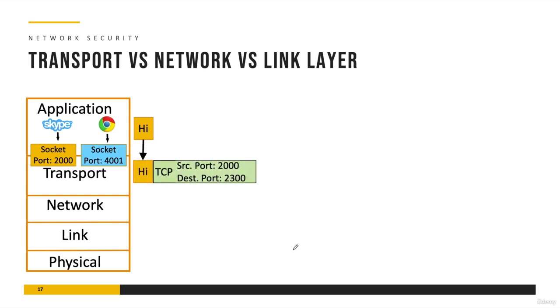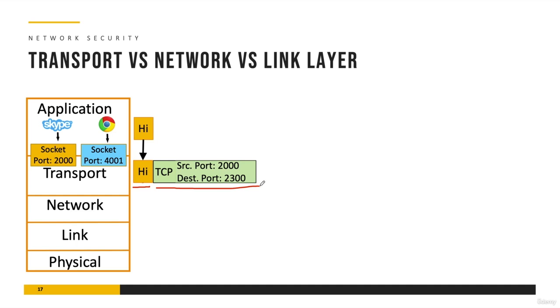Now the transport layer considers this as the message and adds its own header, the transport header, a TCP header in this instance, which basically contains the source port number. So you have the source port number 2000 and the destination port number 2300, which is the port number to be used at the destination. The Skype at the destination would be running on this port.